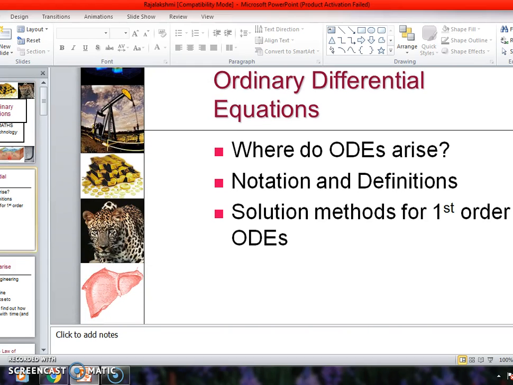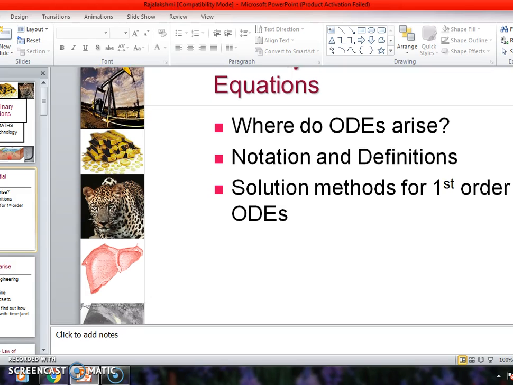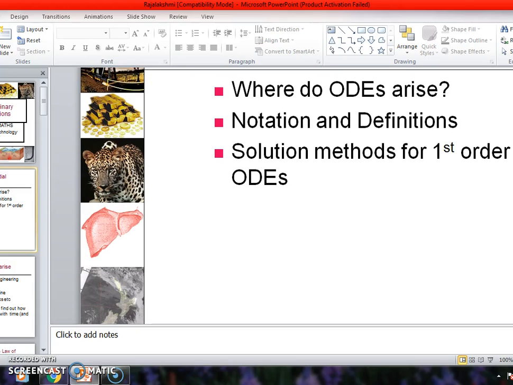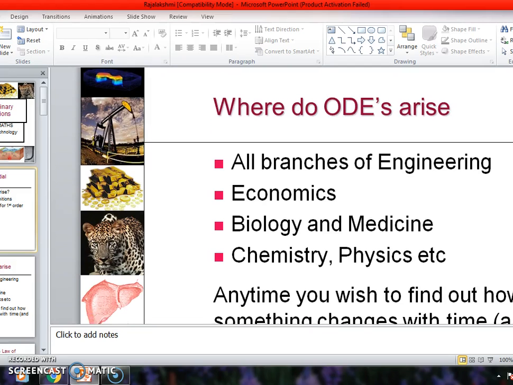What is meant by an ordinary differential equation? Here we are discussing three topics: where do ODEs arise, the notation and definitions, and solution methods for first order ODEs.